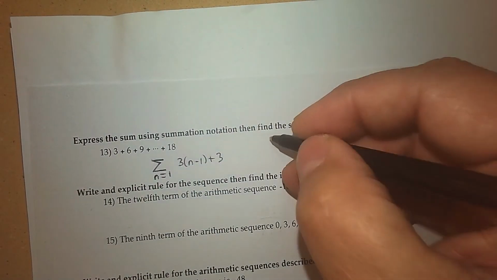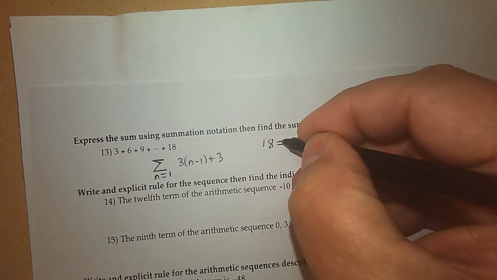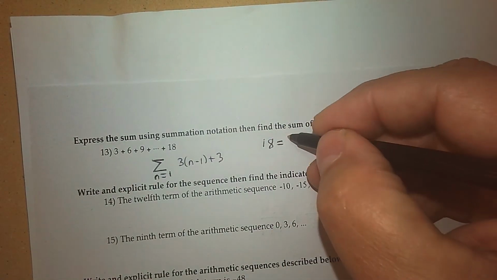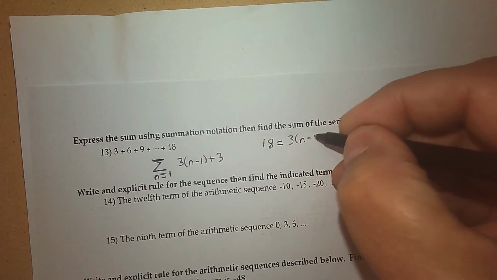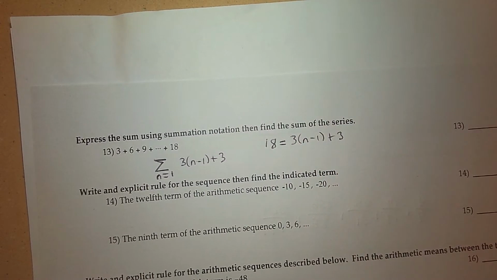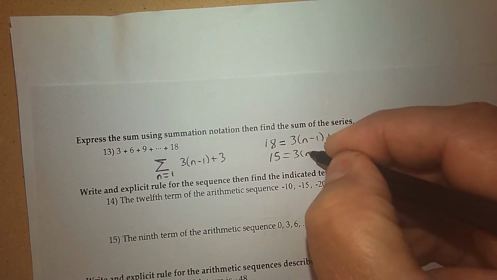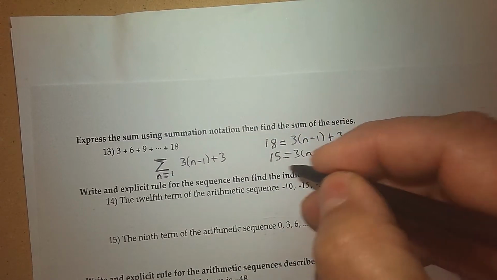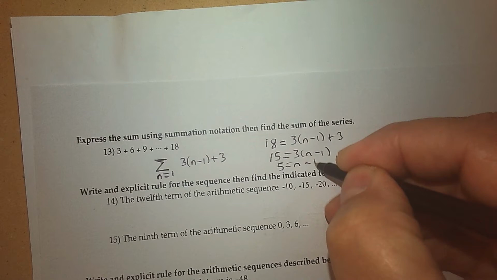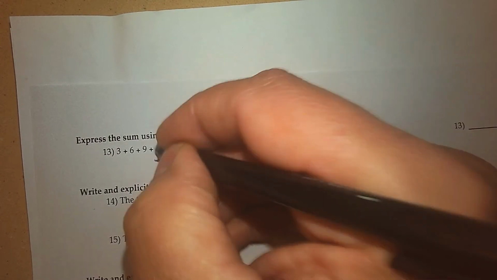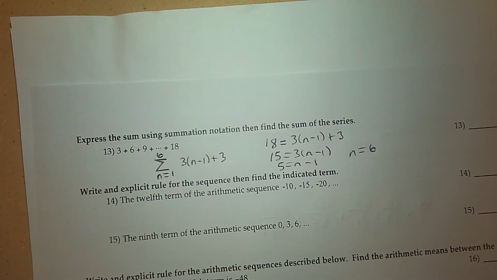So to figure out how many terms there are, I'm going to take 18. I'm going to use that rule, and I'm just going to solve for n. So you can subtract 3, you can divide by 3, and you can add, and you can see that there are 6 terms. So 1 through 6.